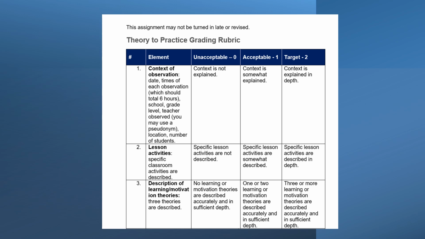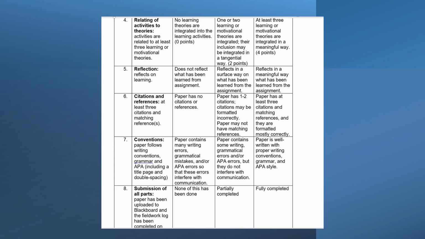If you look at the last pages of the instructions, you'll see the rubric that I will use to grade your assignment. Basically, it's the sections we just talked about. Did you explain the context in depth? Did you describe the specific lesson activities in depth? Did you describe 3 or more learning or motivation theories? The last part of the rubric, did you relate the activities to the theories well? And you might notice that little point value there in each cell means I'm weighting that section more heavily than the other sections. Did you describe what you learned in a reflection?